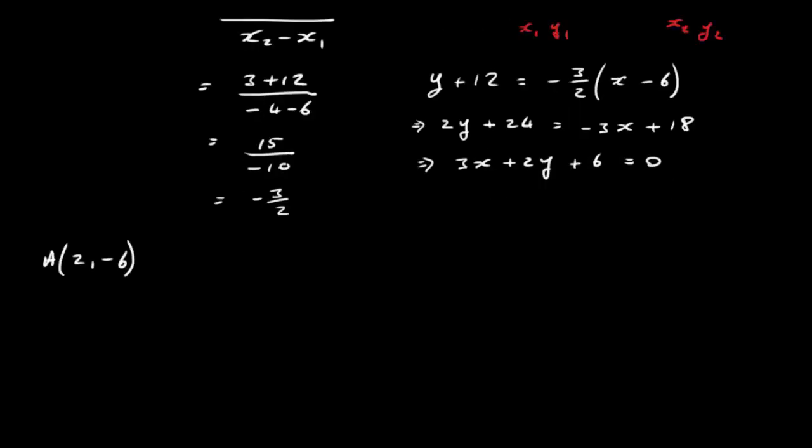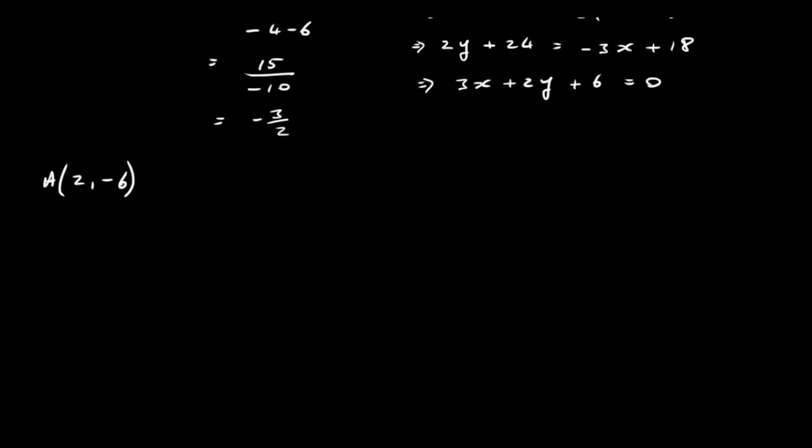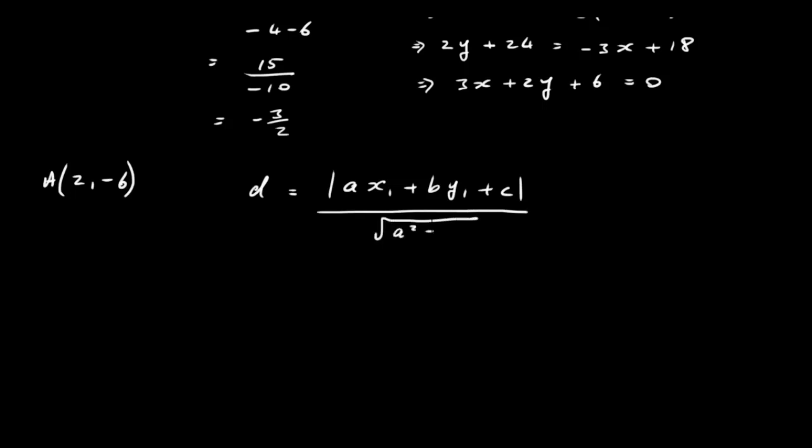So the point A is (2, -6), and we've got to find the distance from A to BC. So we're going to use this particular formula here. The distance from a point to a line is the modulus of a x1 plus b y1 plus c, all over the square root of a squared plus b squared. So we put all that information in here. We've got the modulus of this thing here, which is the equation of our line, where we substitute in x1, y1 here.